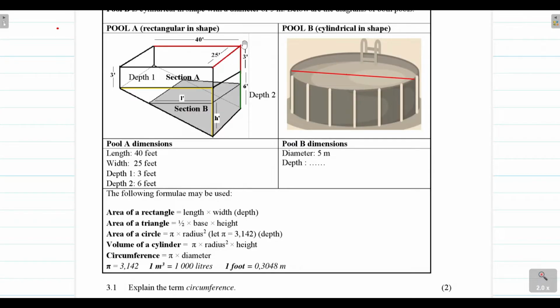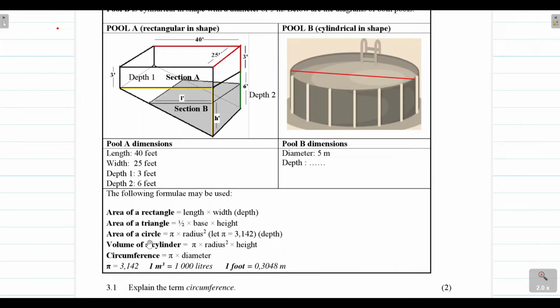So if you just want to calculate the area, you would look at the top view, then you take that length of 40 feet, multiply by the width of 25 feet, okay? We are given the area of a triangle. So the area of this triangle, if you looked at it from a side view, would be half of the base times the height, okay?